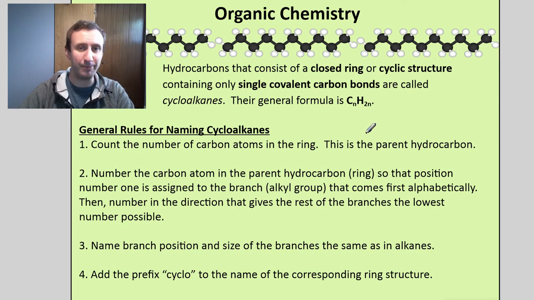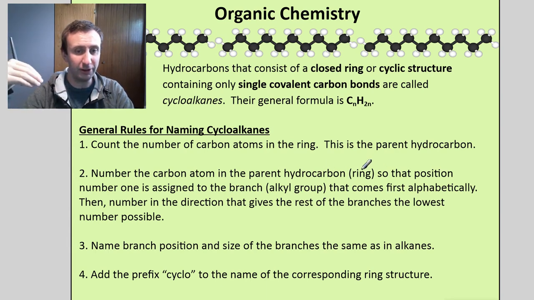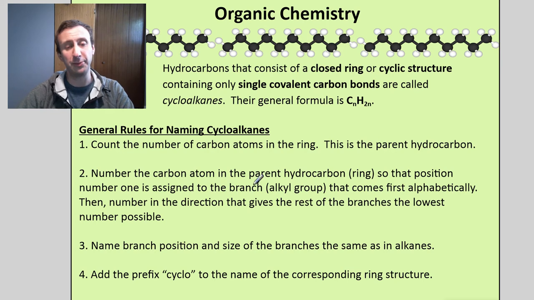You are going to number the carbon atoms in that circle shape, that ring shape, in order to get the lowest numbers possible for the branch that is alphabetically first. So you're going to start with the branch that's alphabetically first, and that's going to be your carbon number 1. And then you're going to figure out whether you go clockwise or counterclockwise around that shape in order to get the rest of the branches at the lowest number possible.